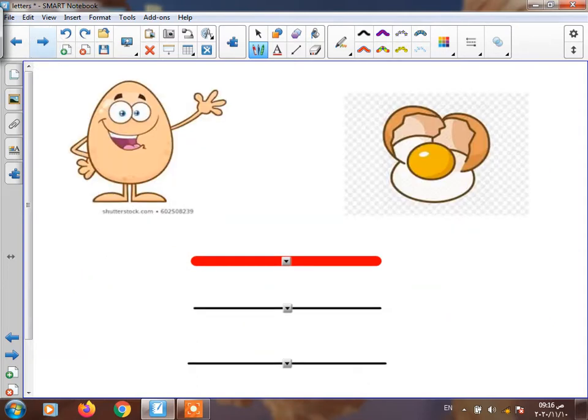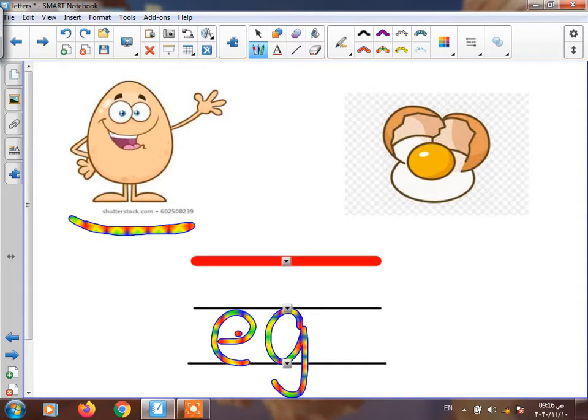Okay, Kijitu. What's this picture? Yes, it's an egg. Okay, Kijitu, how can I write the word egg? E. G. I will write double G. E, double G. Egg.